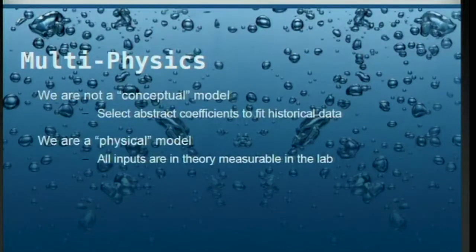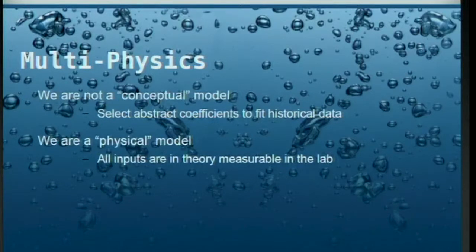Okay, so we say that we're a multi-physics model, and in the hydrology community, there's a distinction between conceptual models and physical models. A conceptual model is basically you think of the watershed as a set of resistors and capacitors, and you assign resistance and capacitance values, and you tweak those values until what comes out of your stream at the bottom of the watershed fits the historical data.